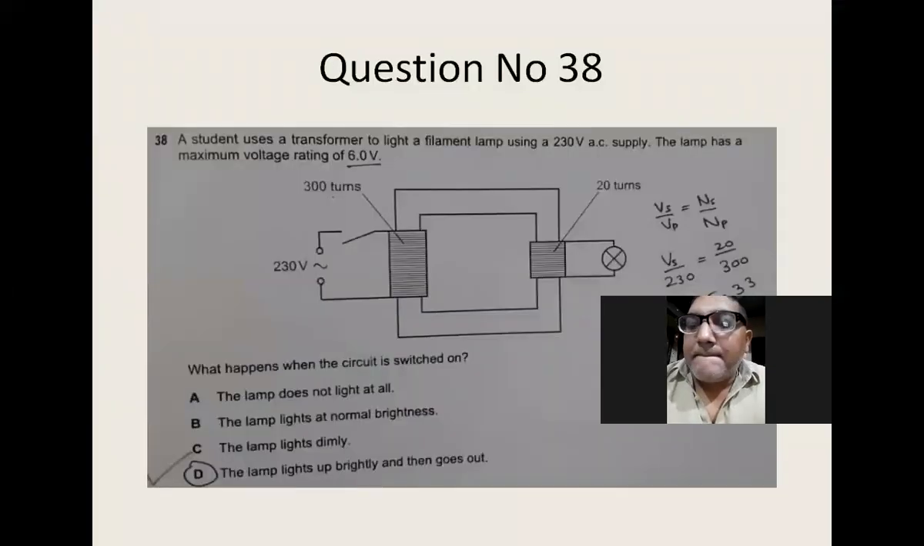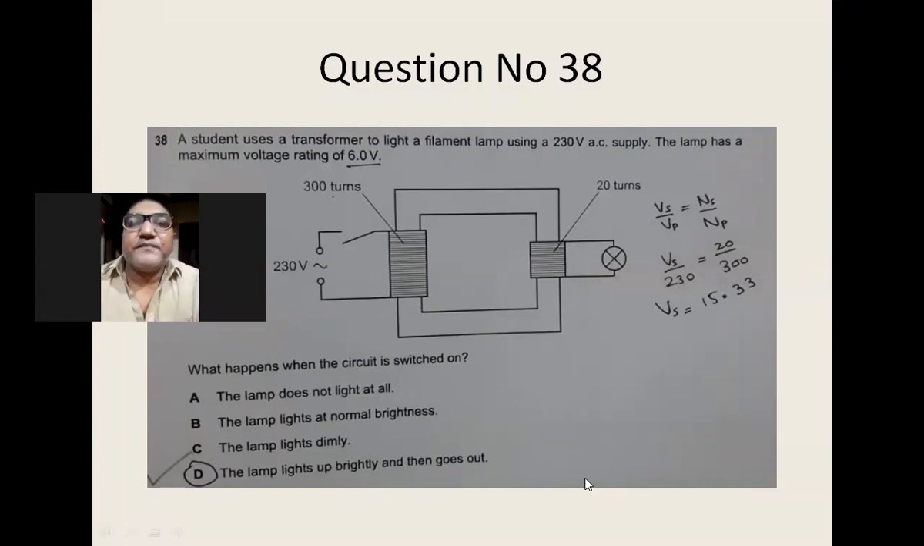Okay, so here we go. You can see that I am using this equation: the voltage in the secondary divided by the voltage in the primary is equal to the number of turns in the secondary divided by the number of turns in the primary. The voltage in the secondary is the question and the voltage in the primary is 230 volt. The number of turns in the secondary is 20 and the number of turns in the primary is 300.